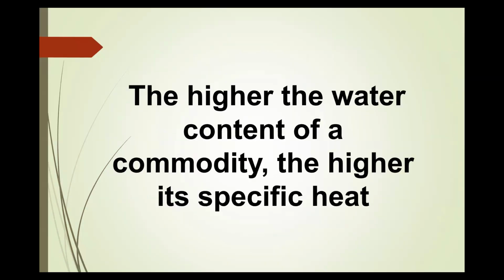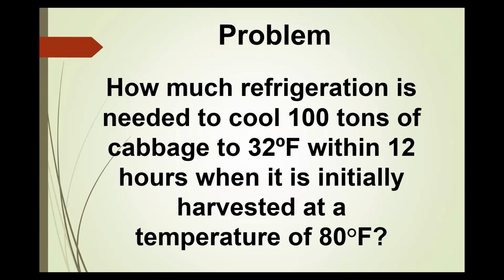The higher the water content of a commodity, the higher its specific heat, but all horticultural products cool faster than pure water as they all have specific heats less than 1. Problem. How much refrigeration is needed to cool 100 tons of cabbage to 32 degrees Fahrenheit within 12 hours when it is initially harvested at a temperature of 80 degrees Fahrenheit?